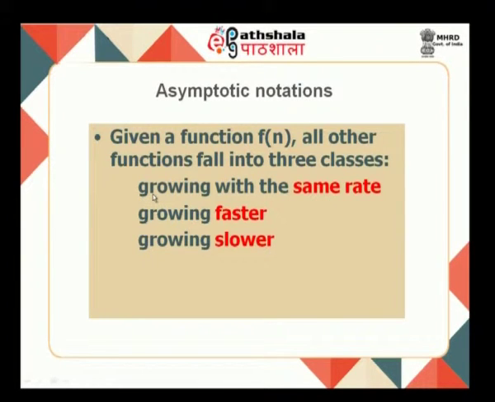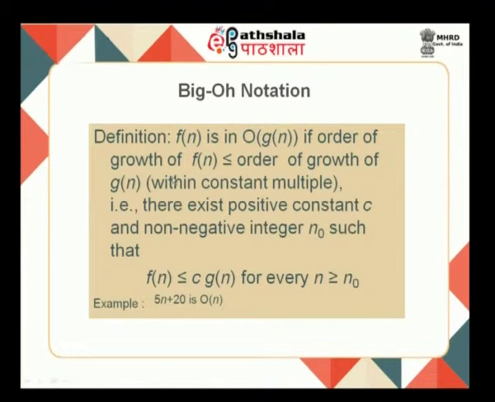So, in asymptotic analysis, all the growth can be grouped into three ways. One is we can say two functions f of n and g of n grow at the same rate, one function is growing faster than another function, and one function grows in a slower manner compared to another function. Once we have this sort of growth, then we can use notations to illustrate how these complexities can be represented. This is what we call asymptotic notations.